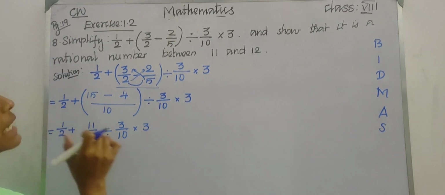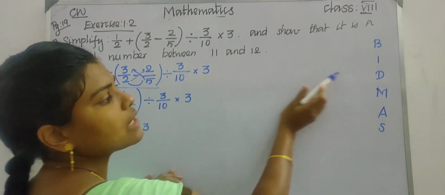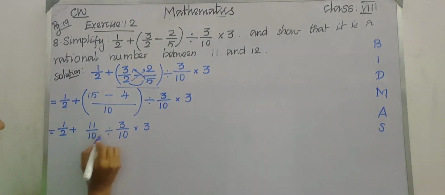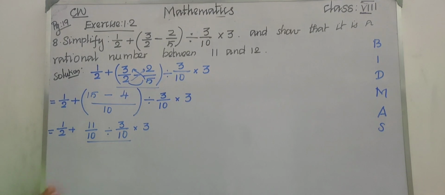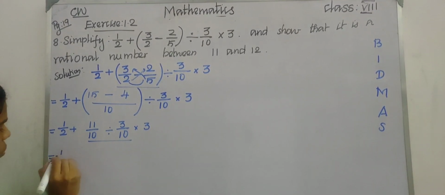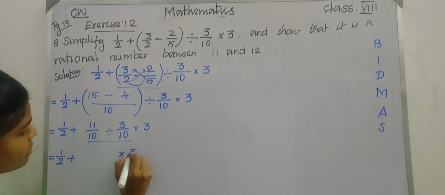After completing the bracket, what do we need to do? Indices, we do not have indices here. The next is division. Is there a division symbol? Yes, we have a division symbol, right? So we are going to solve this division. So 1 upon 2 plus, we are going to solve this one into 3.